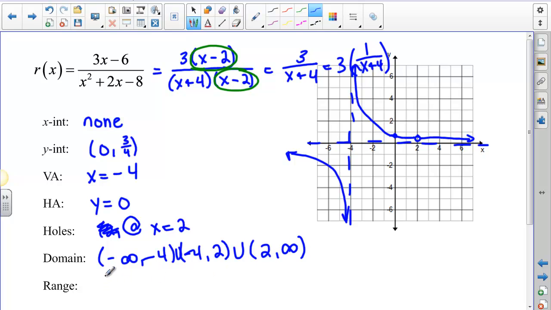The range goes from negative infinity. There's no values at our horizontal asymptote, which is 0. And then 0 to infinity. And that's our rational function.